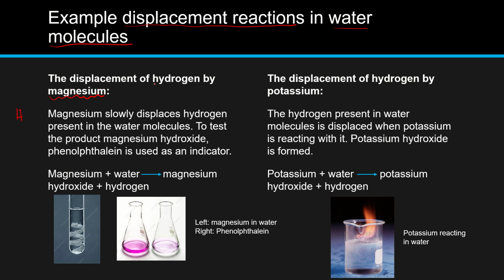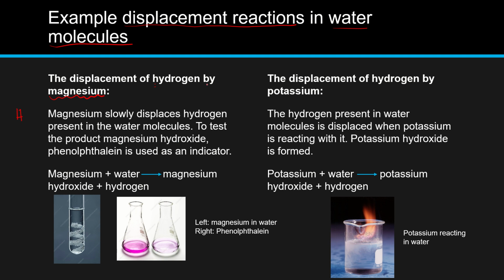Hydrogen is a non-metal, so the two non-metals which can take part in displacement reactions are hydrogen and carbon, if I'm not wrong. And magnesium is a metal, so magnesium is displacing hydrogen in water molecules. So magnesium slowly displaces hydrogen present in water molecules to form the product magnesium hydroxide.